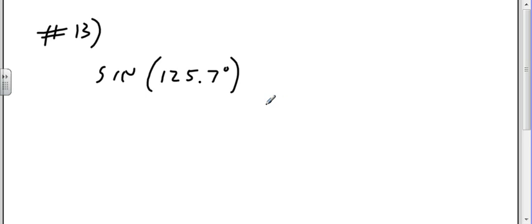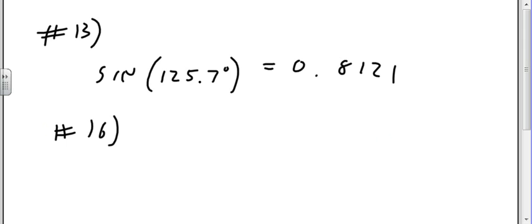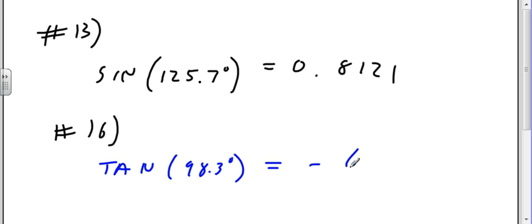All right, well, we want four significant digits, so all we're going to do is just put it in our calculator. Sine 124.7 is 0.8121. Four significant digits. Number 15, number 16. Not the tangent. Tangent 98.3, and we want it to four significant digits. Really? Yeah, it would be minus 6.855. Now, sines, tangents, cosines, do they have any units? No, no units, they're unitless.